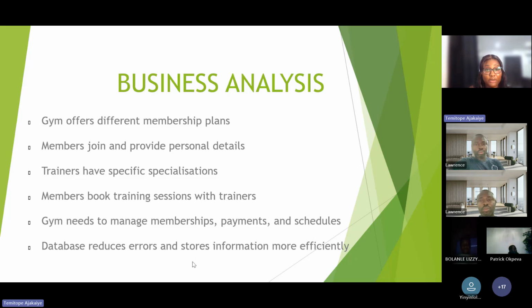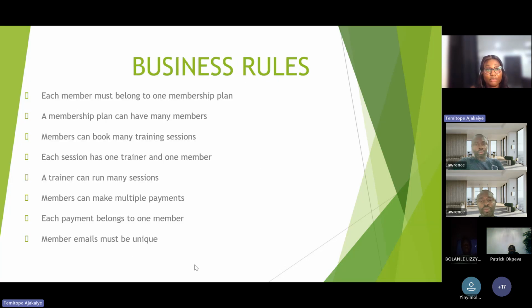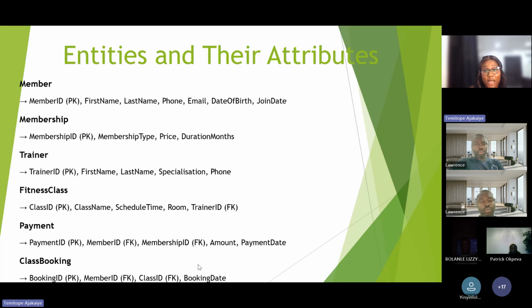And these are the case scenarios of the gym house. We have member registration. When a member just joins the gym, we collect their name, contact details, and their chosen membership plan. And all of them are recorded in the system. And these are the business rules for the gym house. Every member must be linked to exactly one membership plan, while each plan can have many members. And members can also make multiple payments, but every payment must belong to a specific member. And these are their entities and their attributes.